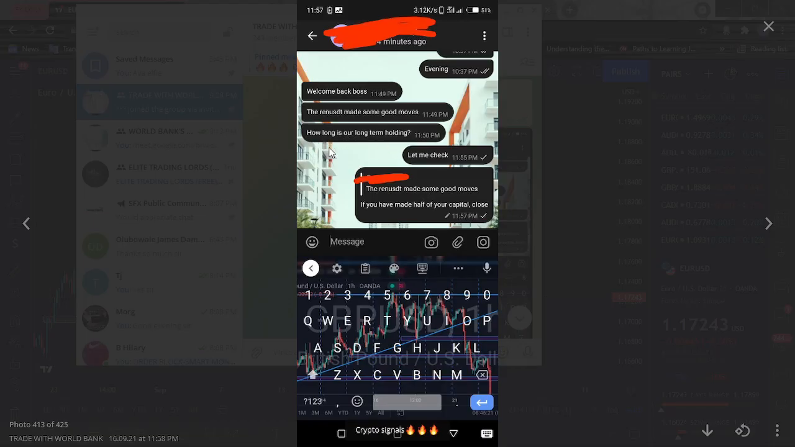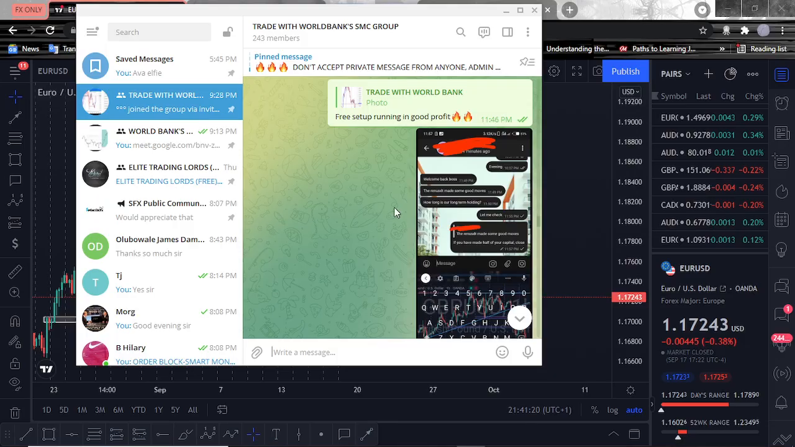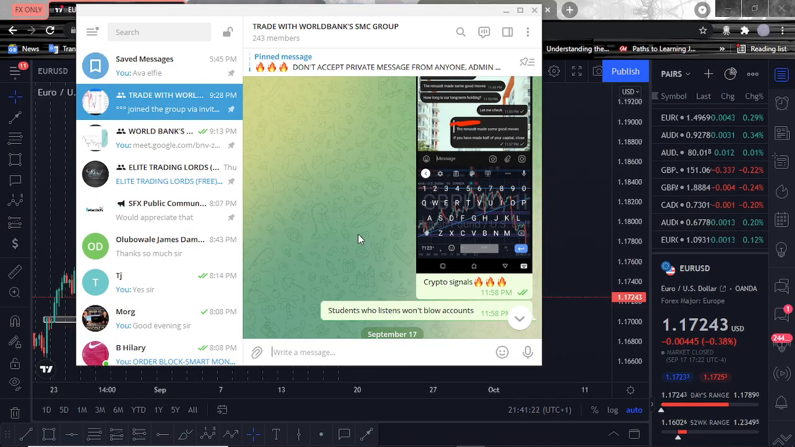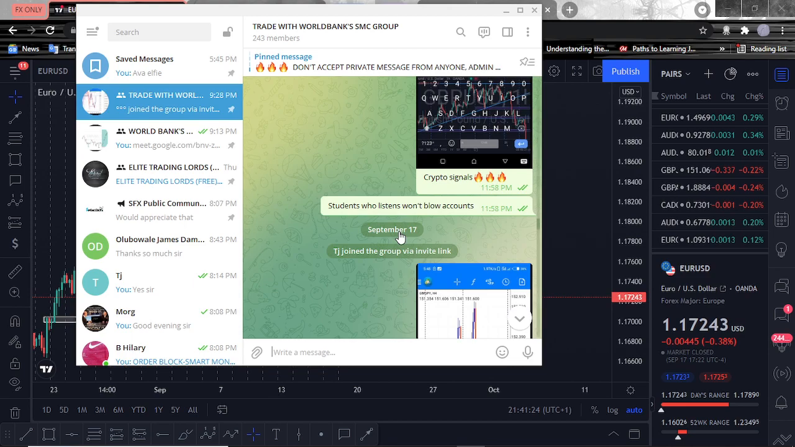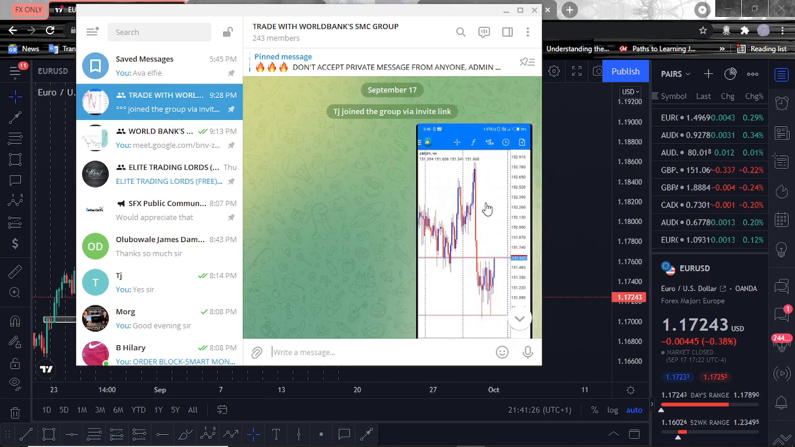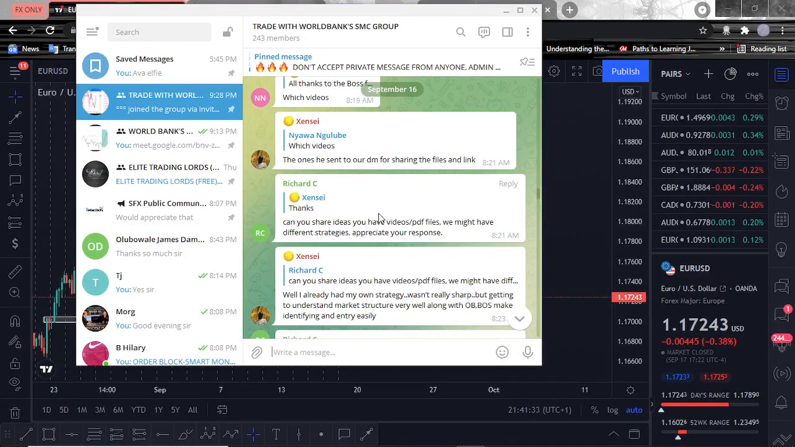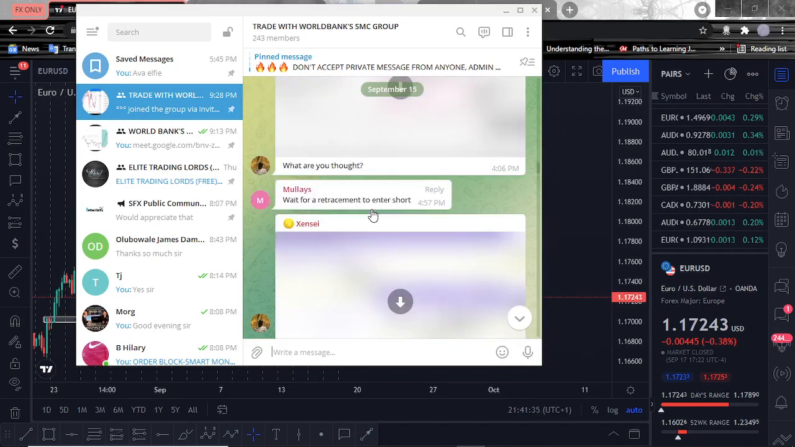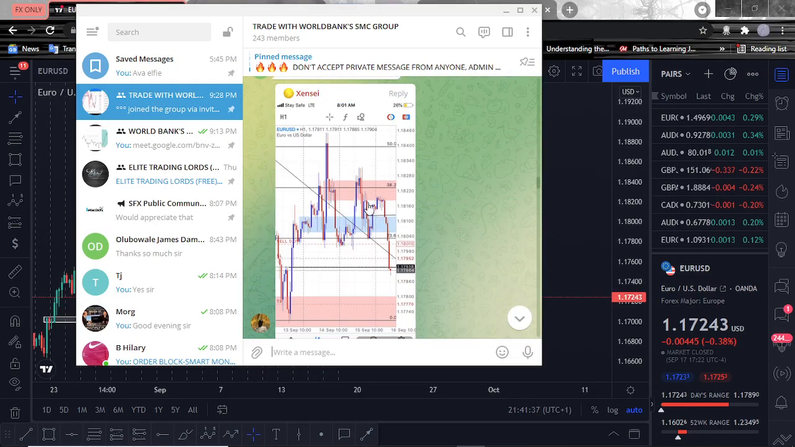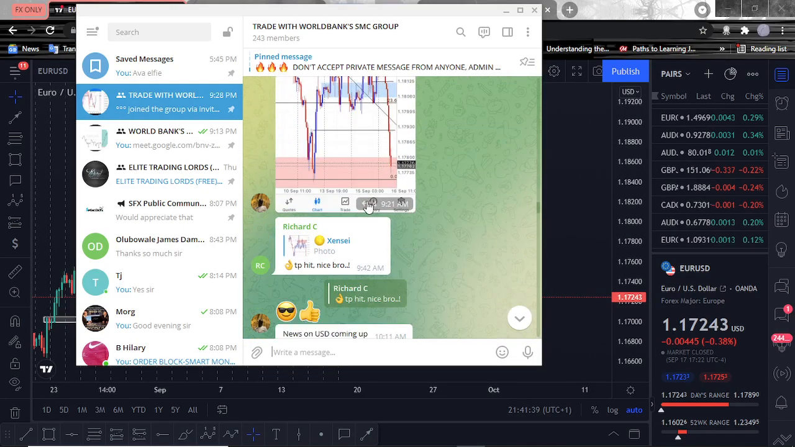Which screenshot is this? For the crypto. Yeah, we also sent crypto signals doing the most. Students will be listening with blue accounts for sure. GBP JPY, I explained GBP JPY already. You can see this is the after move. I sent the before move here. So don't joke with free stuff. If you are looking for free stuff here, if you are here to make money, don't joke with it.